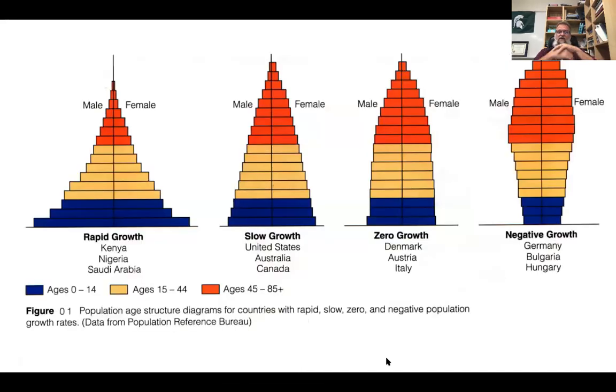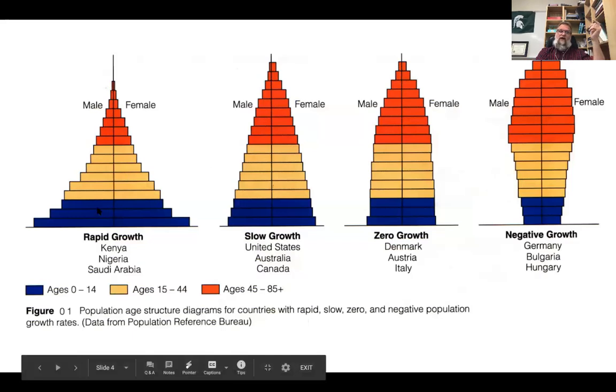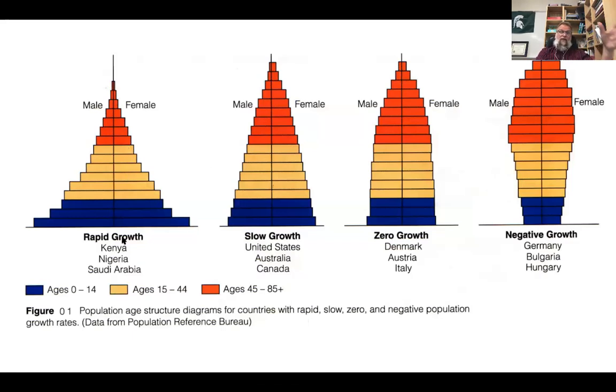Here's the typical patterns you see. This first one is the rapid growth, very wide base, very narrow top. This is high birth rate, high death rates, rapid growth. Kenya, Nigeria, Saudi Arabia are some of the examples of countries that are currently doing this.